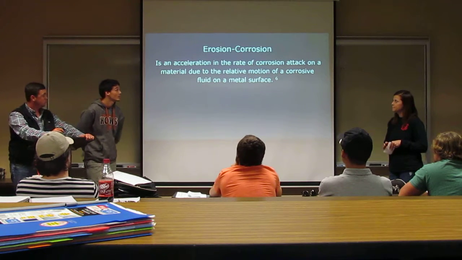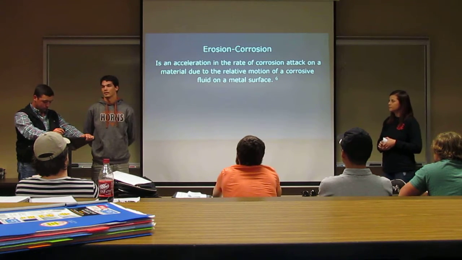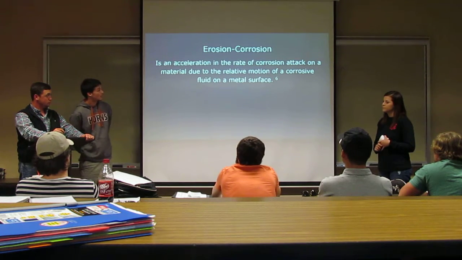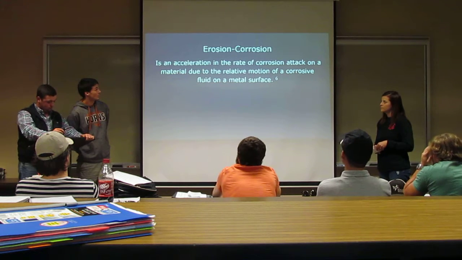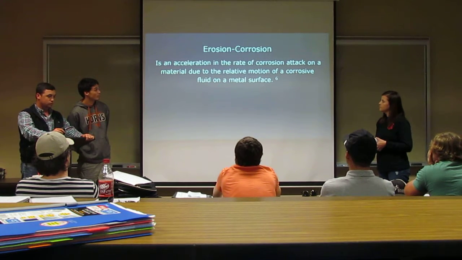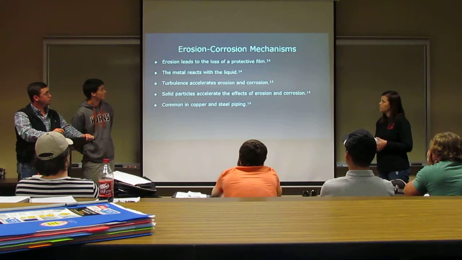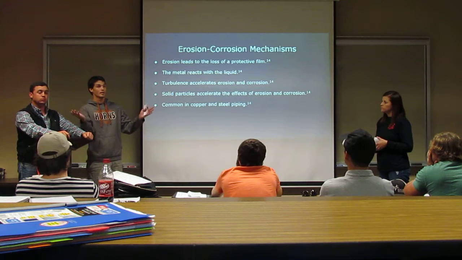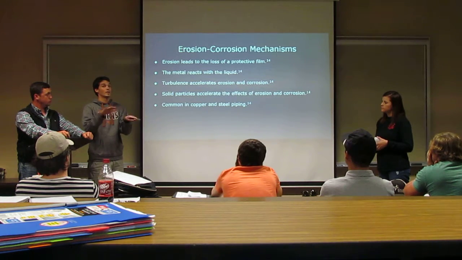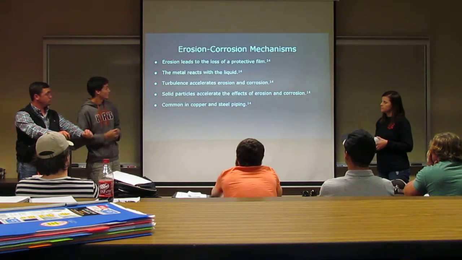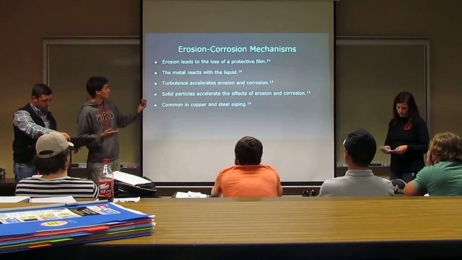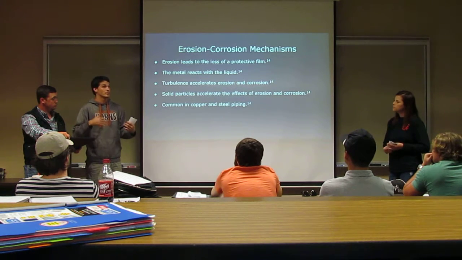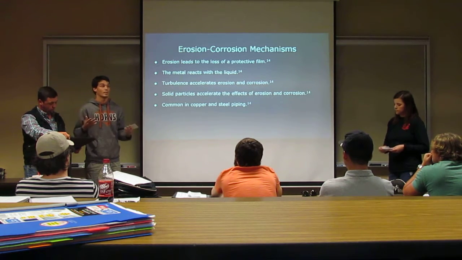Alright, so we talked about erosion, now we can talk about erosion corrosion. Erosion corrosion happens only after erosion takes place, and it's an acceleration in the rate of corrosion attack on a material due to relative motion of a corrosive fluid on a metal surface. First it starts off as just erosion, and the liquid is just wearing away the film on the inside of the pipe. Whenever the film is taken away, the metal reacts with the liquid. Since it wasn't in contact, now it's in contact. It can start off with a chemical reaction or whatever happens to it.